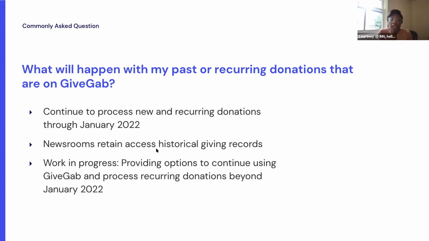information in perpetuity. And we are working with GiveGab now to provide 2 or 3 options that allow newsrooms to either continue using GiveGab if they really feel it is the best tool for them, and they can use it independently of NewsMatch, and also to make sure that recurring donations that were made during GiveGab are not interrupted and continue to process in perpetuity unless you would like those donors to move elsewhere. So you'll hear more about that later in the summer as we provide those options to newsrooms.